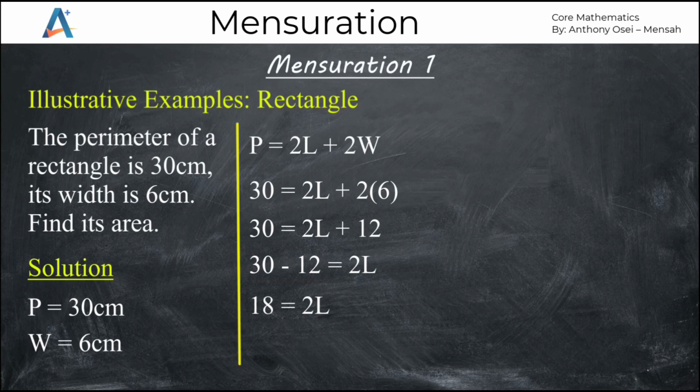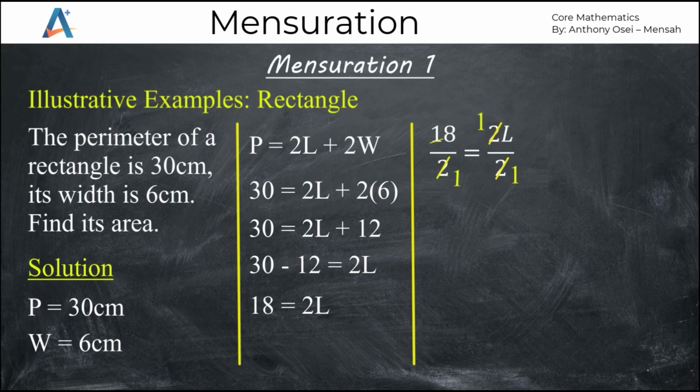We make L the subject by dividing both sides by 2, because 2 is multiplying L and it's the coefficient of L. So 18 is equal to 2L. Divide here by 2 and divide the 18 also by 2. Now the 2 cancels the 2, remaining with L, and 2 into 18 is 9. So we get 9 is equal to L, thereby getting L as 9. So the length of the rectangle, which is L, is 9 centimeters.